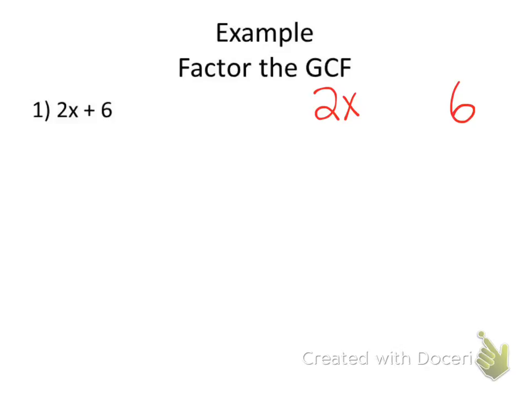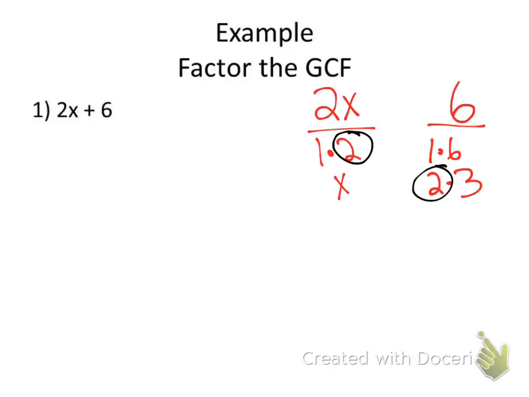Focus. So, here are 2 terms. We have 2x and 6. The ways to make a 2 are 1 and 2, and then you have an x. The ways to make a 6 are 1 and 6, 2 and 3. What is the largest number that's in both? 2. Do they have any variables in common? No. So 2 is our GCF. So you're going to start by writing a 2 in the beginning of your answer line. Then I am going to divide each term by that 2.